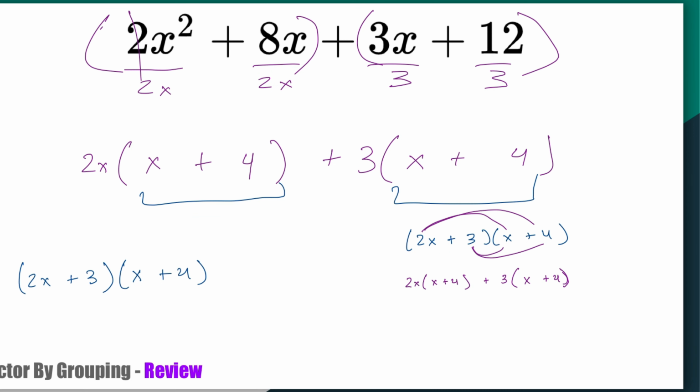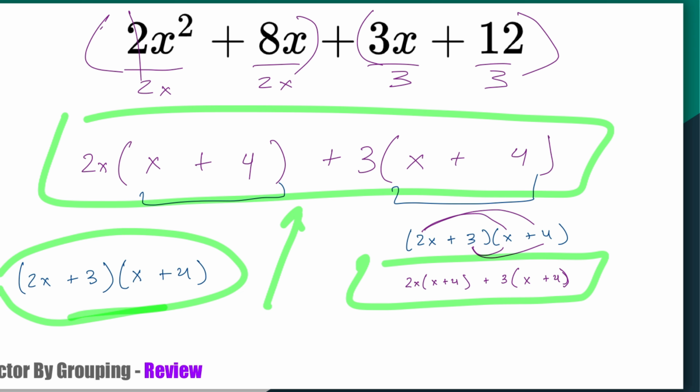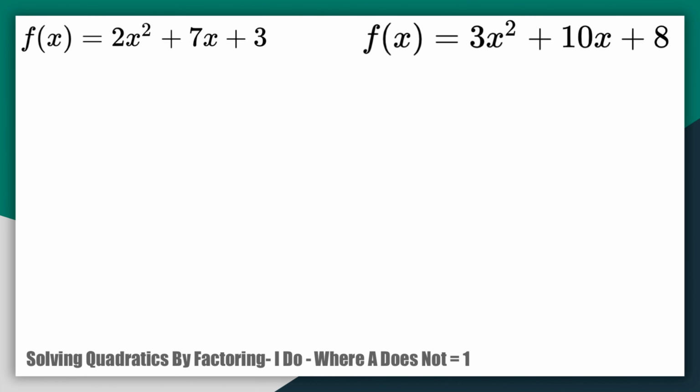Now look at this. Isn't that the same thing? Isn't this the same thing as this? I mean, those are identical, right? So when we find ourselves in this position, we know that 2x plus 3 was really just the first binomial that you multiplied into the second binomial. So we can take those and make our factors, okay? Now, where does this work in when a does not equal 1? So let's dive into that, okay?